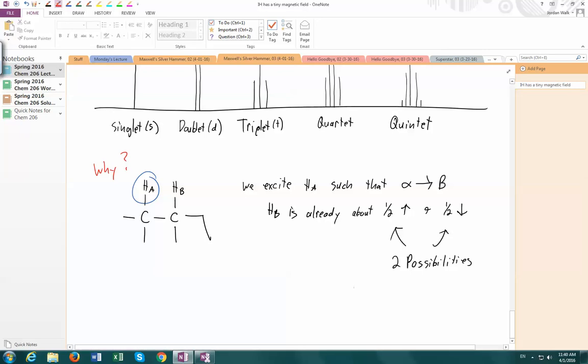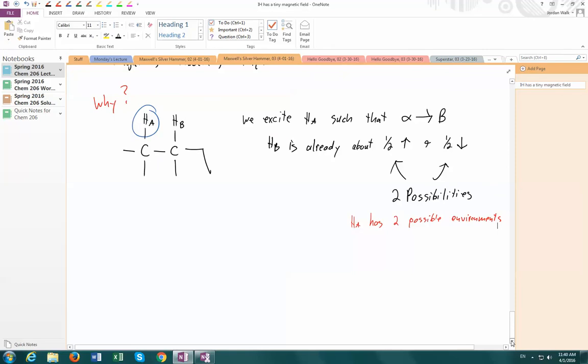So because there's two possibilities, we say that HA has two possible environments. One corresponding to the structure where HB is spin up, and one corresponding to the structure where HB is spin down. And so if there's two possibilities, what we end up seeing is our signal being split into one signal that corresponds where HB is spin up, and then the other signal corresponds to where HB is spin down.